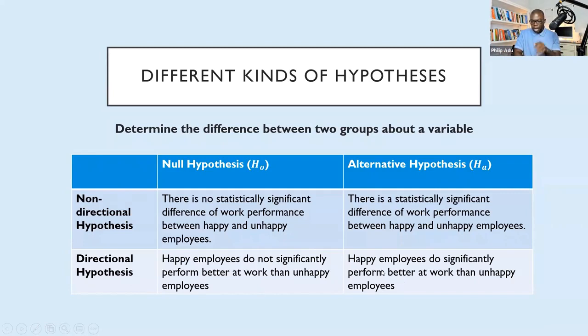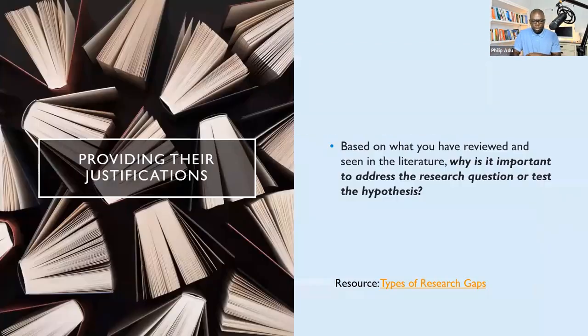We are saying that happy employees will significantly perform better at work than unhappy employees. You can see here that we have given a direction in terms of what you want to see in the data. So that's brief information about null hypothesis, alternative, and directional and non-directional.